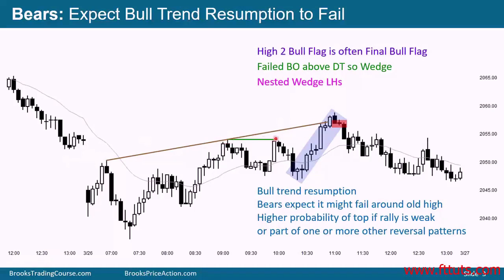And then we have a breakout above a double top that looks like it's reversing, and that is a type of wedge as well. So smaller wedge patterns inside of a larger wedge pattern, that means nested wedges, that has a higher probability of leading to a reversal.